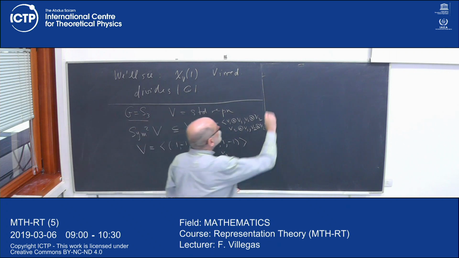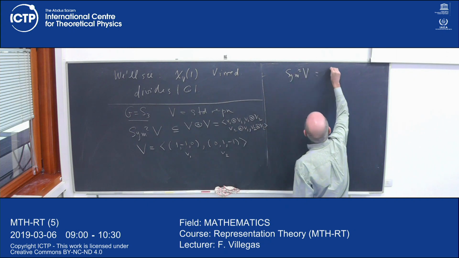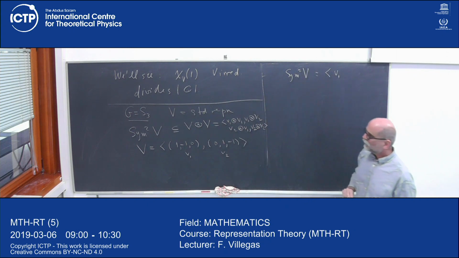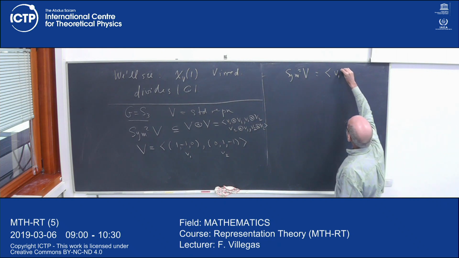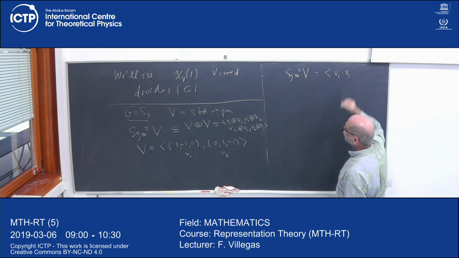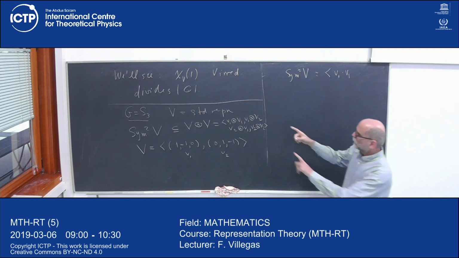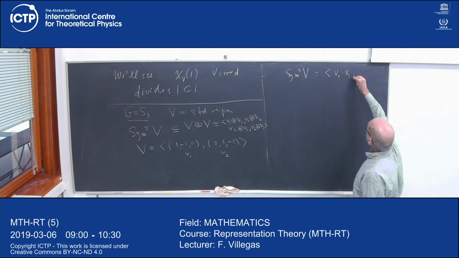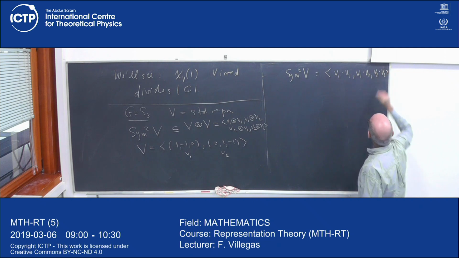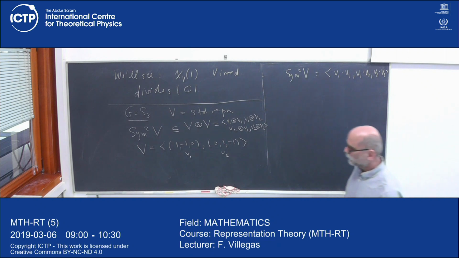And Sym2 of V consists of products of pairs of vectors of the basis, but where now we impose a further condition that it doesn't matter in what order you take the product, the vectors are the same. So you will have basis V1 V1, V1 V2, V2 V2. So it's three-dimensional.